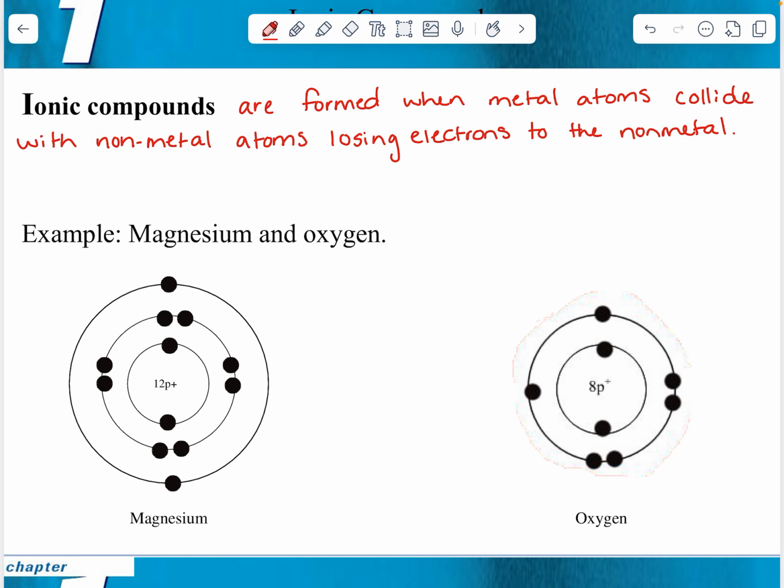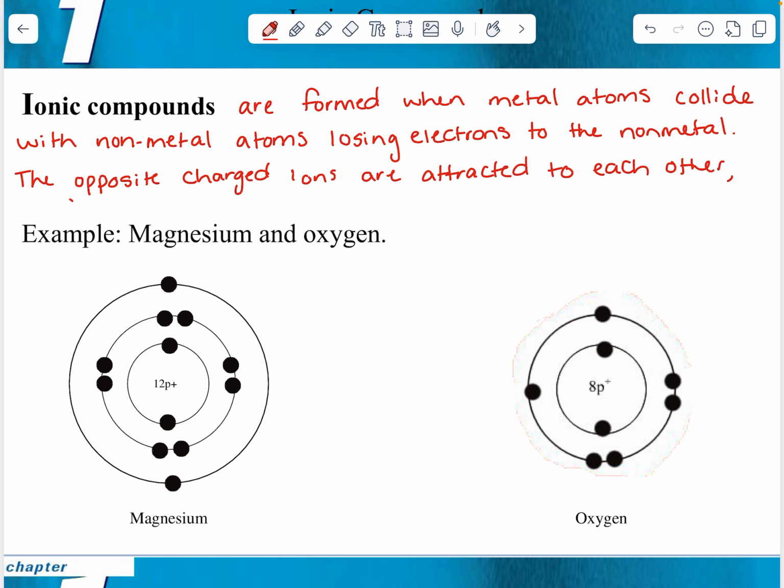Okay, and when we have those ions that have formed, it's the opposite charges that attract to each other, and that's actually what an ionic bond is. It's that attraction between the cation and the anion. So we're going to write the opposite charged ions are attracted to each other, forming an ionic bond.